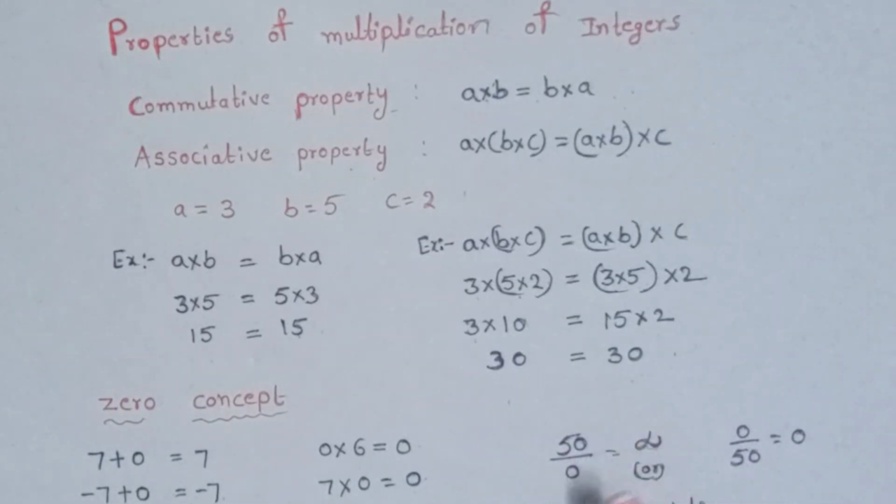Any number divided by 0 is infinity, 0 by any number is equal to 0. This is very important, most important. Don't confuse here. Any number divided by 0 is infinity, 0 by any number is equal to 0. Okay, thank you very much.